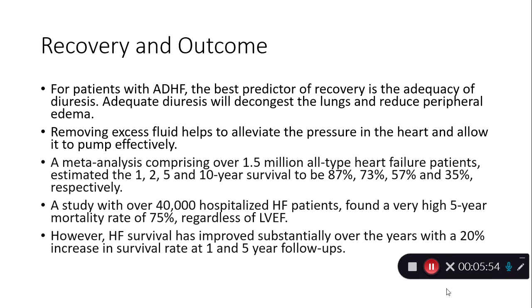A meta-analysis comprising over 1.5 million all-type heart failure patients estimated that the 1, 2, 5, and 10-year survival to be 87, 73, 57, and 35% respectively. A study with over 40,000 hospitalized heart failure patients found a very high 5-year mortality rate of 75%, regardless of LVEF. However, the heart failure survival rate has improved substantially over the years with a 20% increase rate at 1 and 5-year follow-ups.